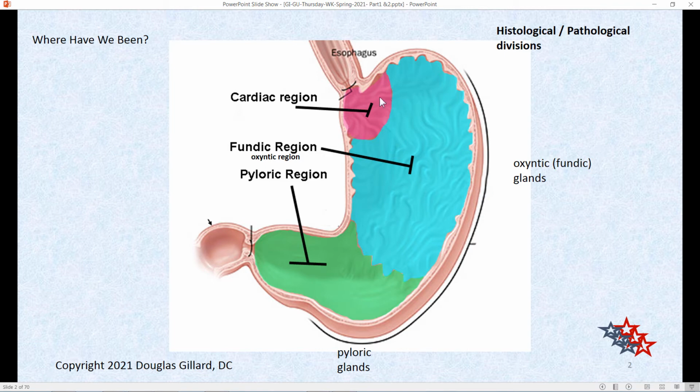So we have the cardiac region here. It has cardiac glands. They're really not exciting at all. They secrete mucus though, but that's about it. The biggest region of the stomach is the fundic region, aka oxyntic region of the stomach. It includes the anatomical fundus and body of the stomach. Then we have the pyloric region and the pyloric canal here. Pyloric antrum, it's sometimes called, but for pathology, it's just the pyloric region here.